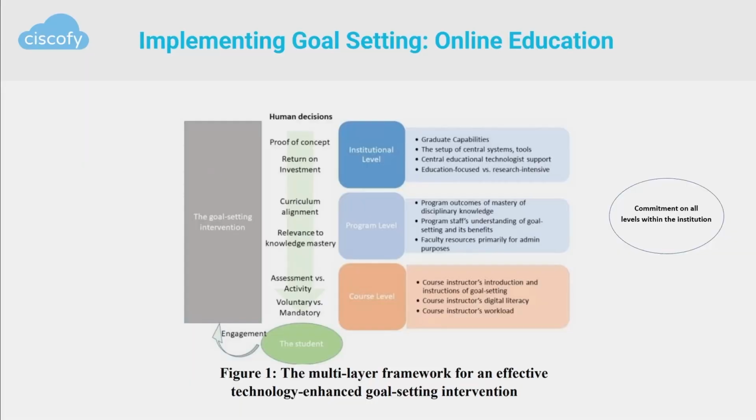Well, the first most important thing I've noticed in any school is that you have a contact person within the school that is really committed and takes care of the implementation within the school. So basically what you also need is commitment on all levels in the institution. On the course level, you need a course instructor who introduces the goal setting, or I could do it, or you could use these videos to introduce it.